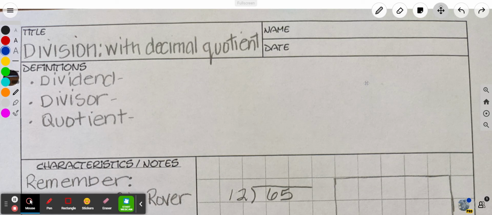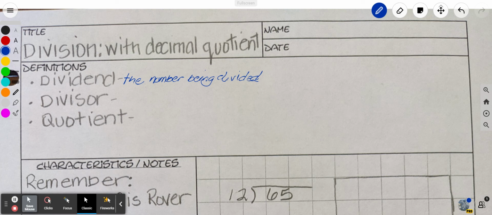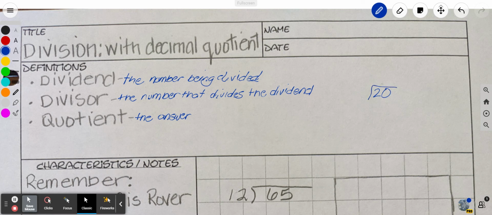And we'll start with our definitions. So remember that a dividend is the number being divided. So write that down, the number being divided. The divisor is the number that divides the dividend. And the quotient is the answer. So if we have the problem 20 divided by 4 is 5.